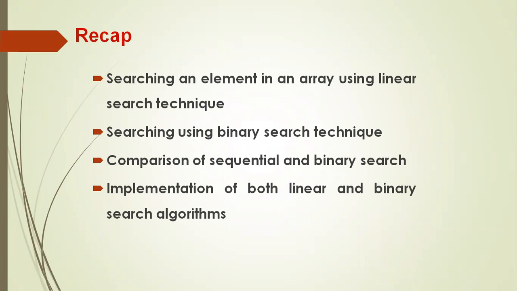One is sequential search, the other is binary search. In sequential search, the search element is compared with each and every element of the array in some particular sequence. For example, first the search element S is compared with A0, then if they are not equal, the search element is compared with A1, then with A2, finally with A of n minus 1. So if the element is present somewhere in the middle, we determine in which position the element is found in that array.